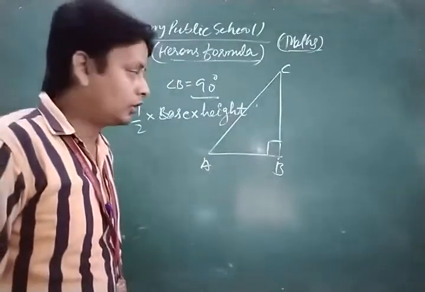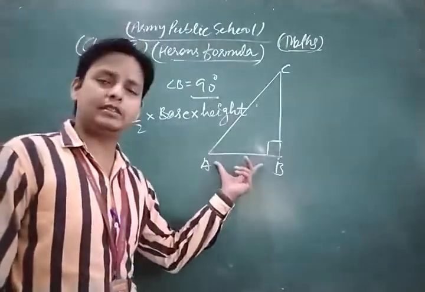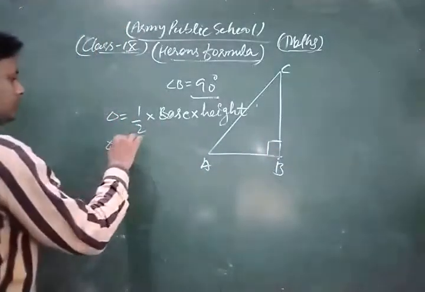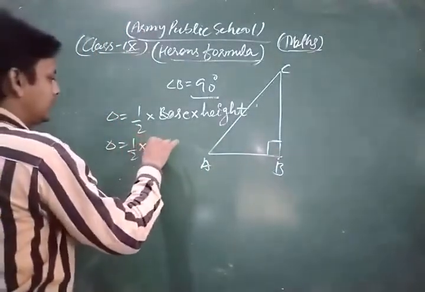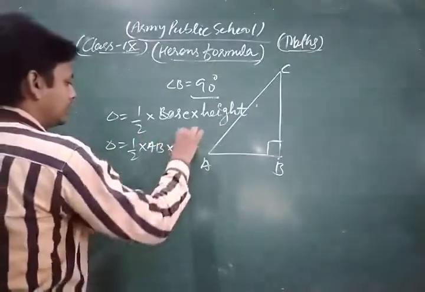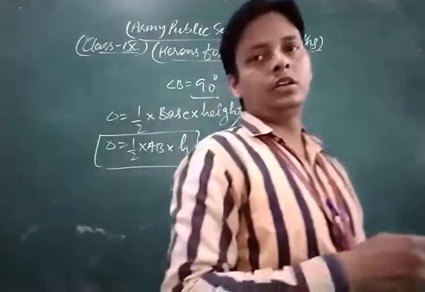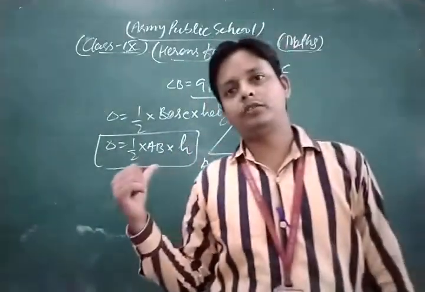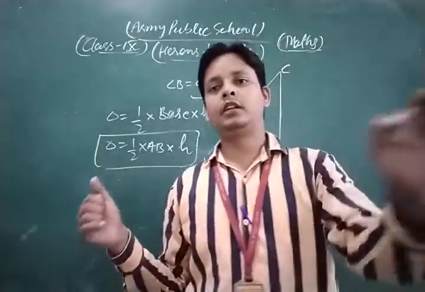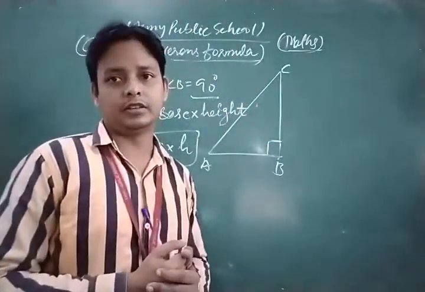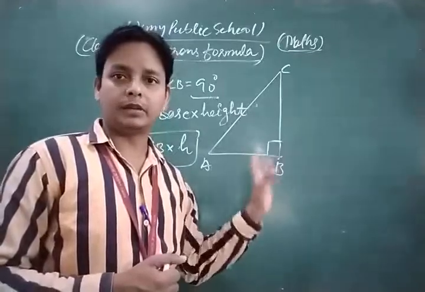Now dear students, because this is the base and this is the height, the area of the triangle is equal to 1 upon 2 base into height, where the base is AB and the height is H. We use that formula where the base and the perpendicular height are given. In that condition we apply that formula.